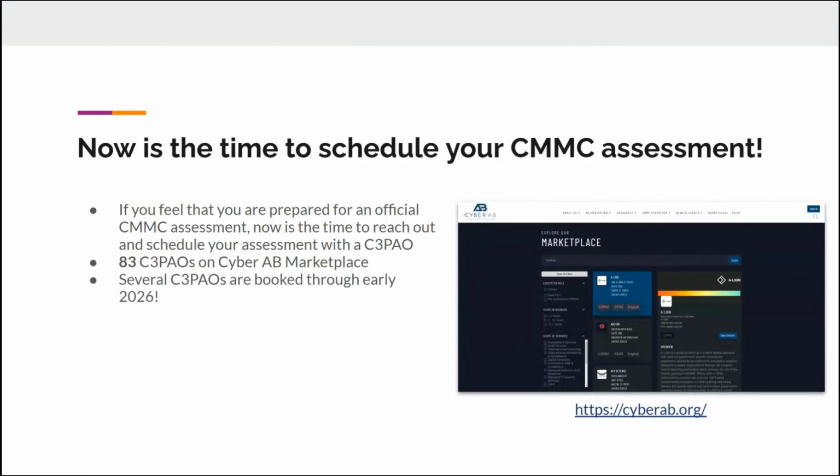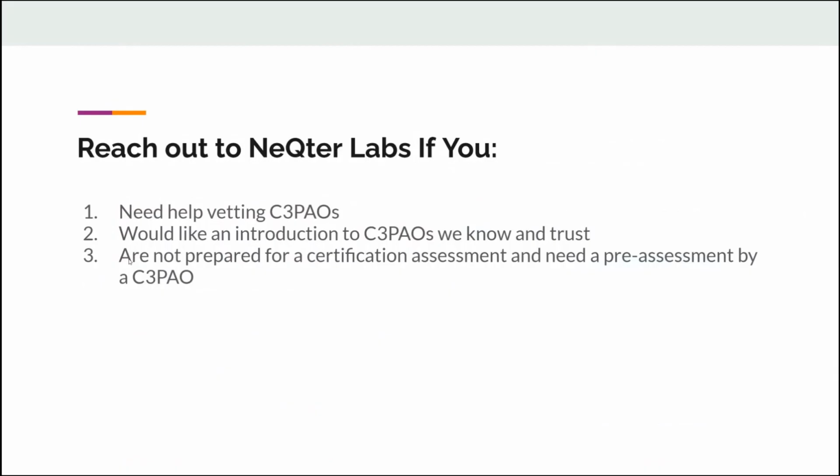So there's still 83 C3PAOs. I just checked today in the AB marketplace, but I know that there are some that are queued up that will be getting their status, depending on the government opening back up. But again, a lot of people are booked already through to early 2026. So if you need any help or you want any kind of matchmaking or you want just to vet C3PAOs or ask us our opinion or who we trust or who we work with, feel free to reach out.